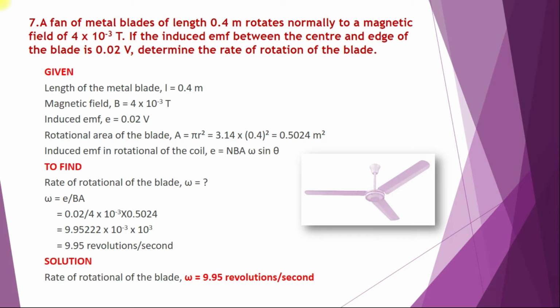E value is given, B value is given and A value is given in the data. Substitute those values and we will get the equation as 0.02 divided by 4 into 10 power minus 3 into 0.5024, which is equal to 9.952 into 10 power minus 3 into 10 power 3, which is equal to 9.95 revolutions per second. So the answer is the rate of rotation of the blade omega is equal to 9.95 revolutions per second.